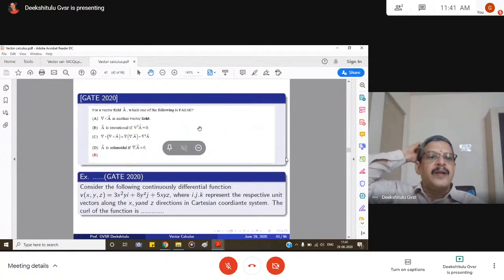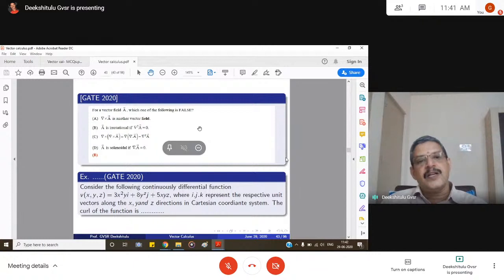GATE 20. For a vector field A bar, which of the following is false? A, del cross A is another vector field. B, A bar is irrotational if del square A bar is equal to 0. C, del cross del cross A bar is equal to del of del dot A minus del square A. Just go through all the definitions once and check what is the correct answer. See clearly which of the following is false. If A is a field, del cross A is also a vector and it defines another vector field. So A is correct.